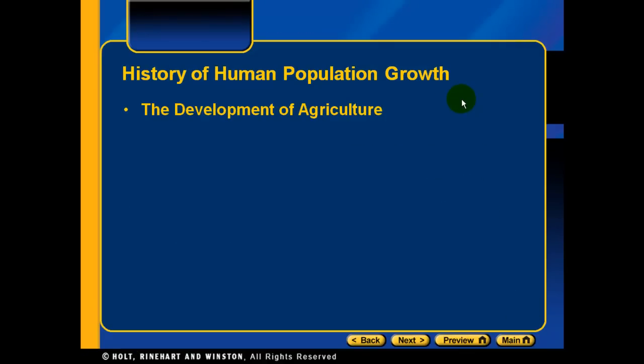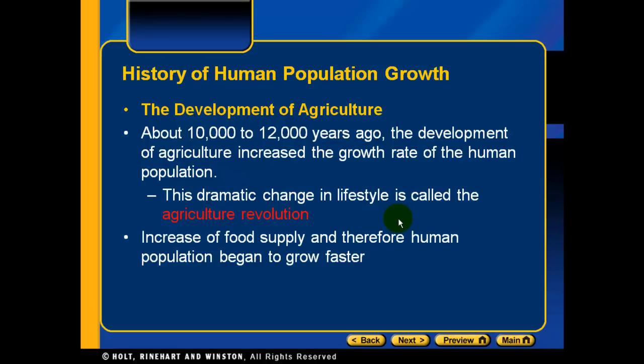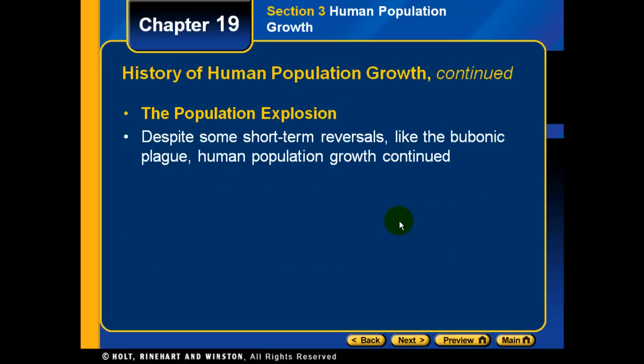Then there was the development of agriculture about 10,000 to 12,000 years ago, which increased the growth rate of the human population. This was a dramatic change in lifestyle, called the agricultural revolution. The development of agriculture increased the food supply, and therefore the human population began to grow faster. Then there was a population explosion.